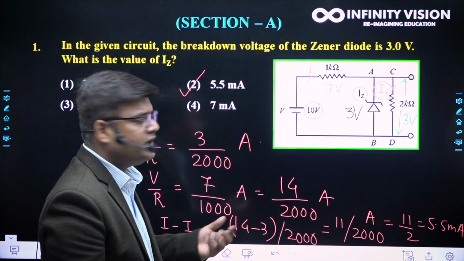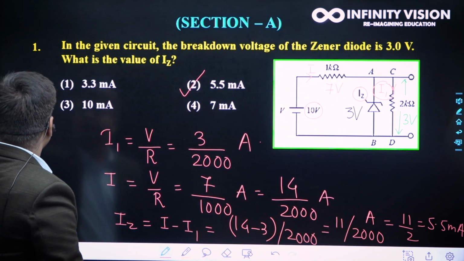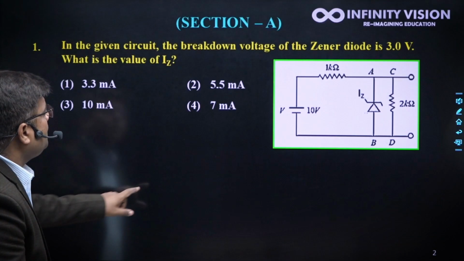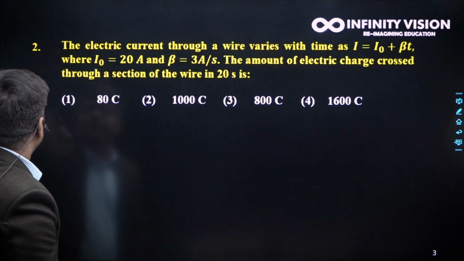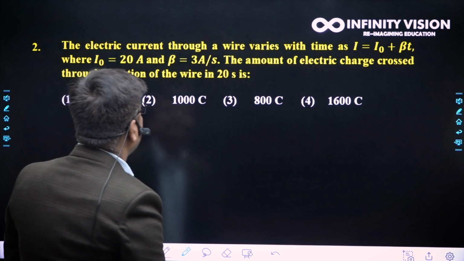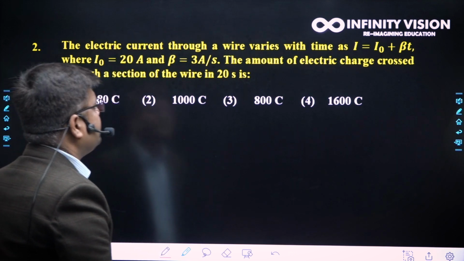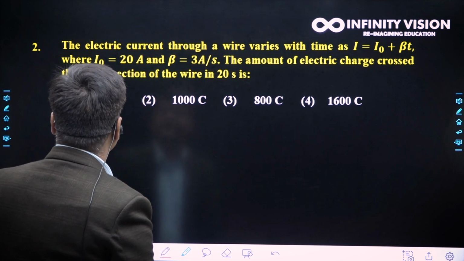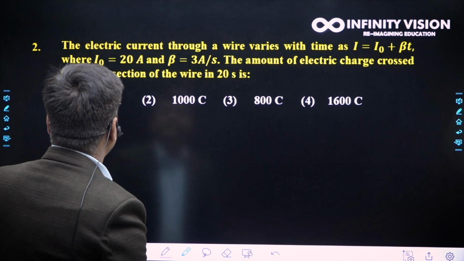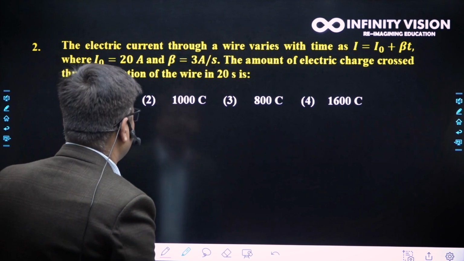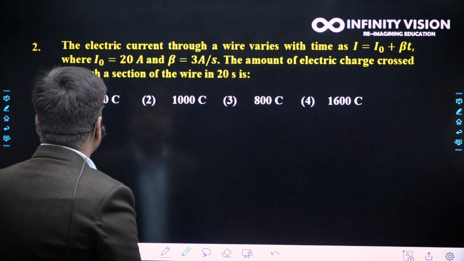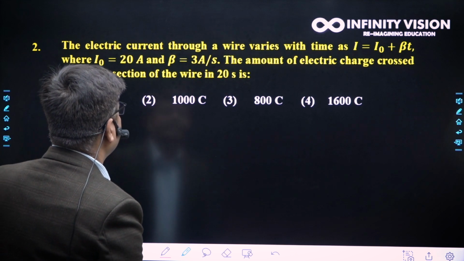It's a simple circuit of Zener diode. Now coming to question number 2. The electric current through a wire varies with time as I equal to I naught plus beta t, where I naught equal to 20 ampere and beta is 3 ampere per second. The amount of electric charge crossed through a section of the wire in 20 seconds is.